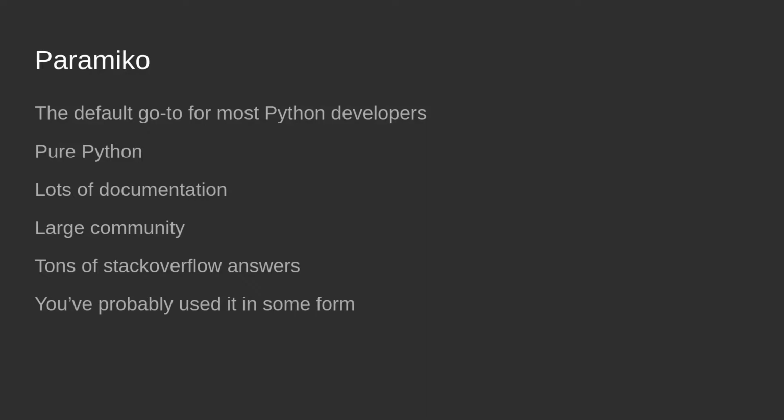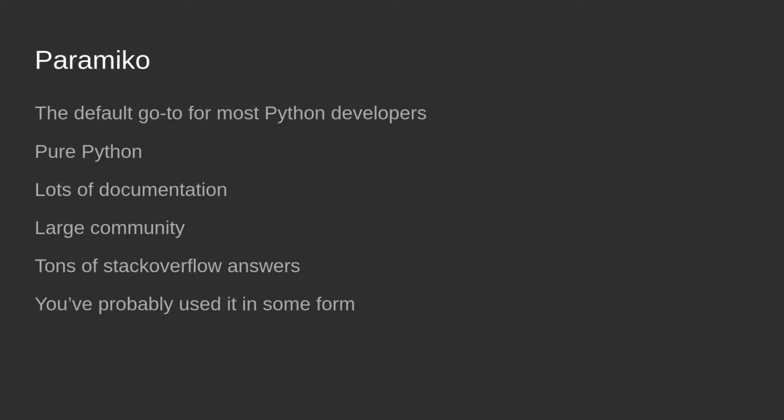Another pro is that it does have lots of documentation. It does have a large community because it has been that default go-to choice. And probably more important than all of these other things, it has tons of Stack Overflow answers. Everyone's been asking questions about Paramiko for a very long time. They've almost certainly hit the issues that you're hitting right now, and they probably had 20 people giving them the answer. Some of them not the right answer, but at least Stack Overflow votes up the one that is likely the best answer. And you've probably used it in some form or another.